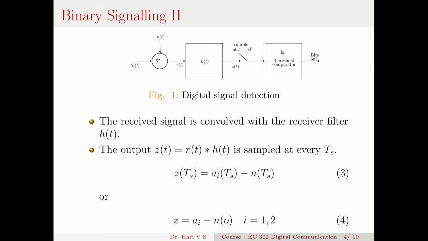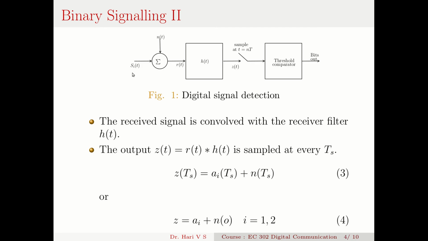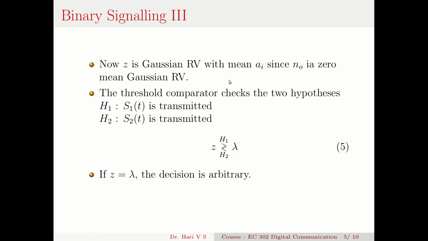Then a threshold is used to compare this. If it is z1, it is S1(t), or if it is z2, it is S2(t). Some decision has to be made here. So bits go out based on the value of z, whether it is z1 or z2, corresponding to S1 or S2. Now you can see that there is no uncertainty about Si(t) being either S1(t) or S2(t), but n(t) is a Gaussian process. So r(t) and consequently z(t) are Gaussian random variables.